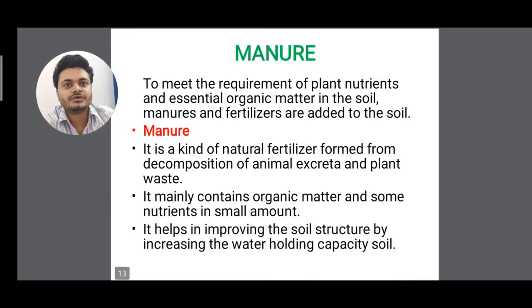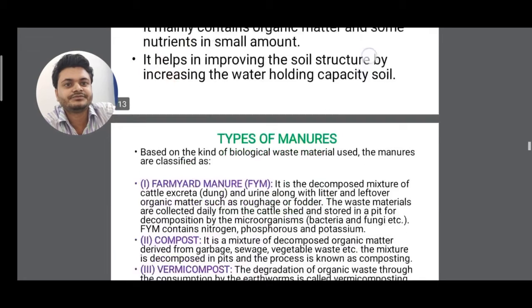Now what is manure? Clear. To meet the requirement of plant nutrients and essential organic matter in the soil, manures and fertilizers are added to the soil, clear. Now what is a manure? It is a kind of natural fertilizer formed from the decomposition of animal excreta and plant waste. It mainly contains organic matter and some nutrients in smaller amounts. It helps in improving the soil structure by increasing the water holding capacity of the soil, clear.